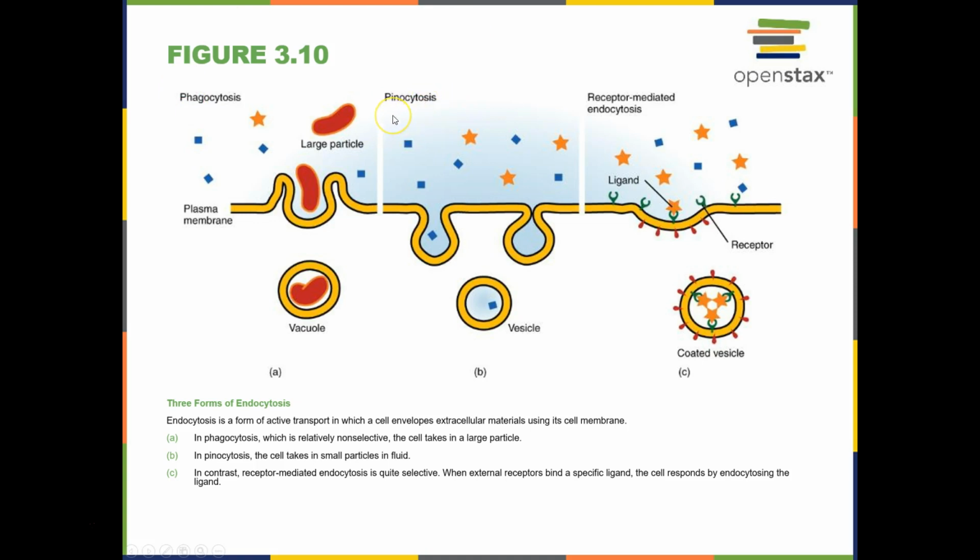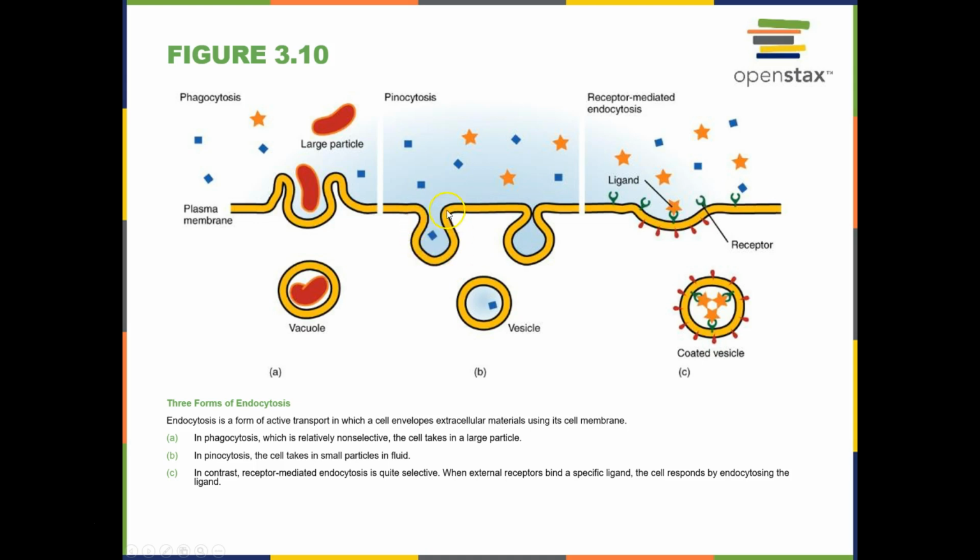Then we have pinocytosis. Pinocytosis is also known as cellular drinking because you're taking a small droplet of fluid into the cell, and within that droplet of fluid you have these dissolved particles. So pinocytosis can be done by almost all of our cells.